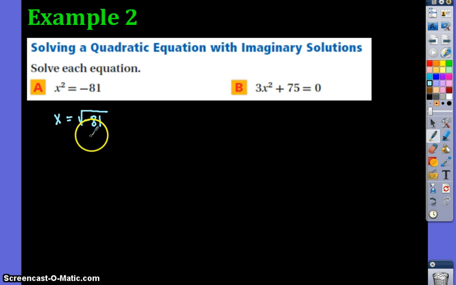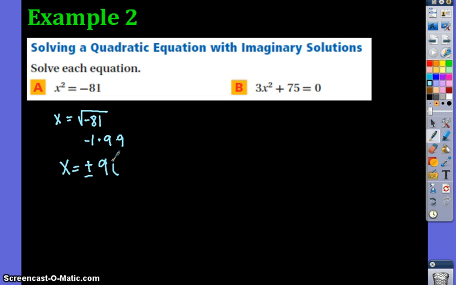We need to notice that we could rewrite this as a -1 times, and 81 is a perfect square, so 9 times 9. So that 9 comes out in front. So x is equal to plus or minus, and then the i is a -1, 9i, plus or minus 9i.